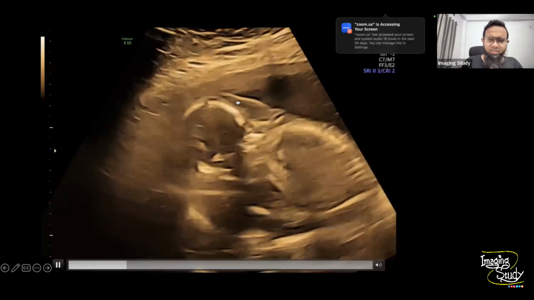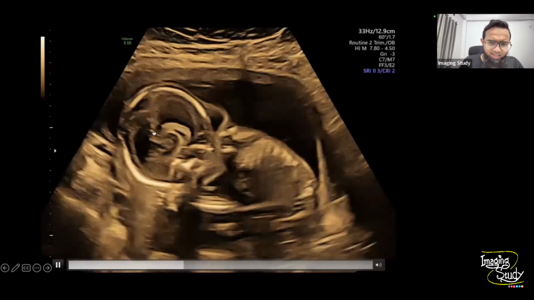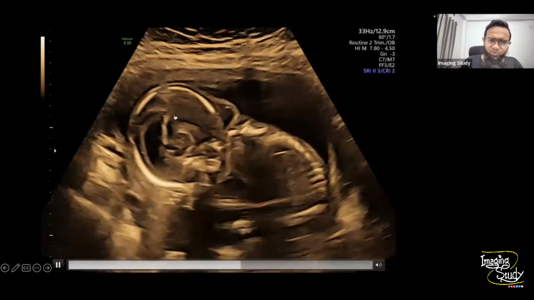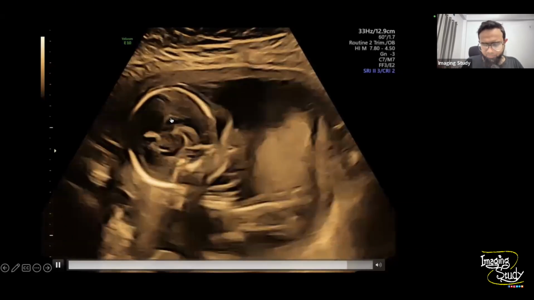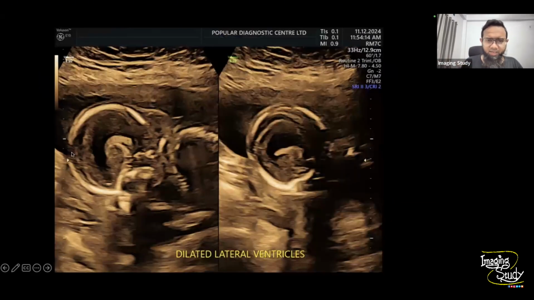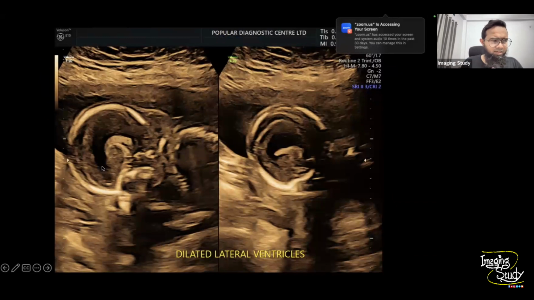But you see some other findings here also. You see, this is the ventricle. It doesn't look quite normal. So there should be some abnormalities going on here. Let me see from a different angle. So we found that the lateral ventricles are slightly dilated.